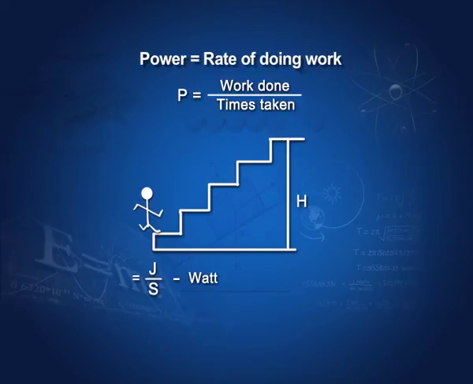What will be the dimensions for it? Dimensions of work, which is M L square T minus 2, and divide that by dimensions of time, and you are going to get the dimension for power as M L square T minus 3.